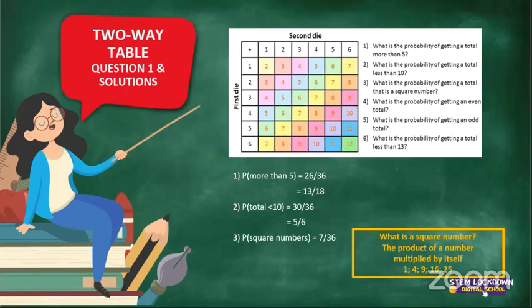What are even numbers? Even numbers are like 2, 4, 6, 8. And then uneven numbers will be the rest, 1, 3, 5. So what is the probability of getting an even number? So now we just have to go and count how many even numbers there are.